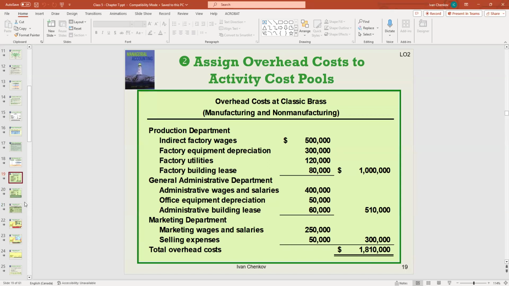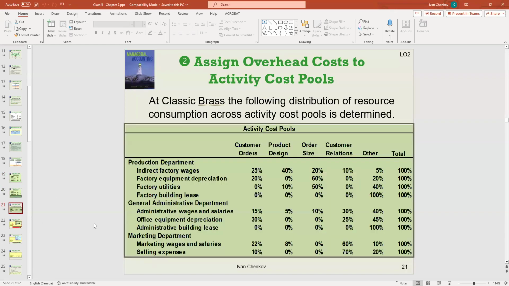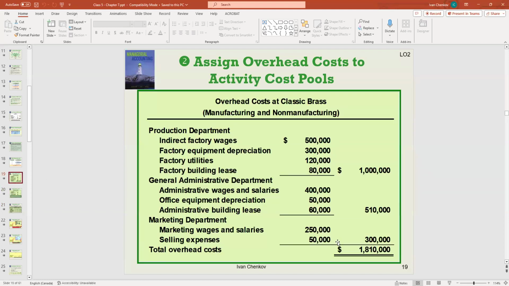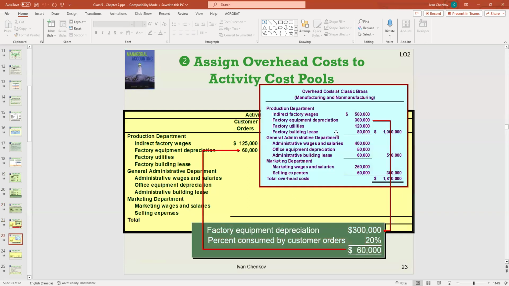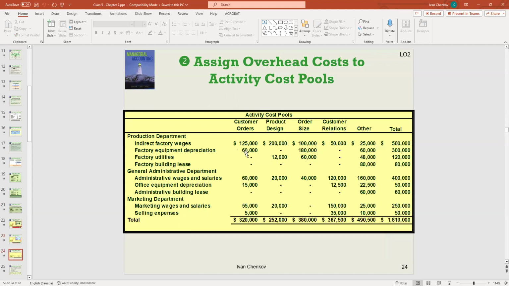Once I convert those percentages into numbers, on the bottom I should get exactly the same total, $1,810,000. So let's start applying. 500,000 and 25%, that's 125 allocated to the customer order. And we're going to continue. 300,000 and 20%, 60,000 is going to come here. And we keep going until we get this chart.